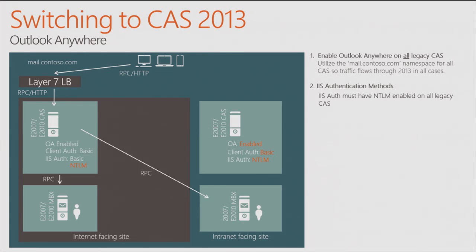Because that URL is given back from the Autodiscover response. So we want to make sure that even though my user is in that other site, he's going to get the proper URL to get proxied through 2013, which might be in the other location.